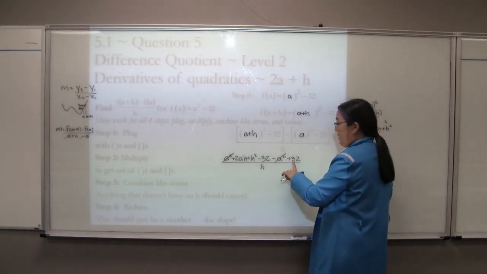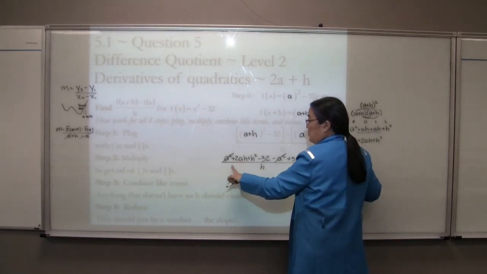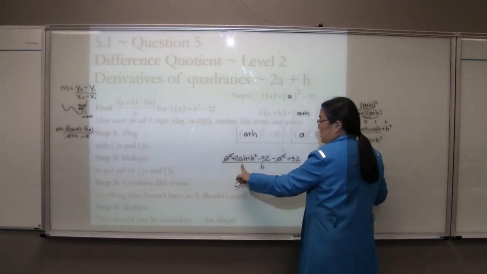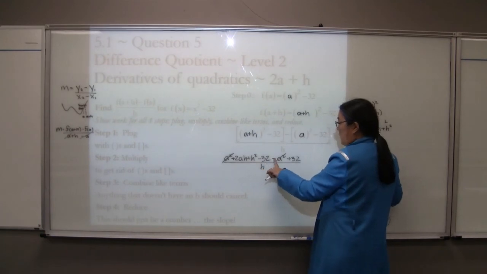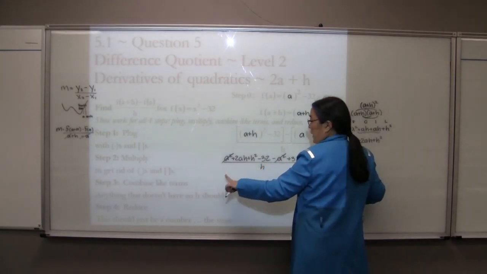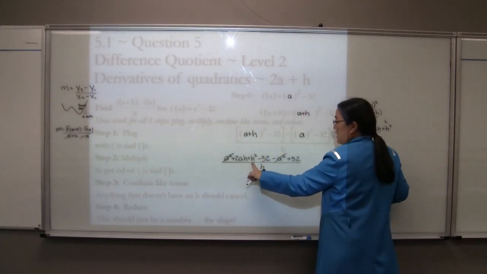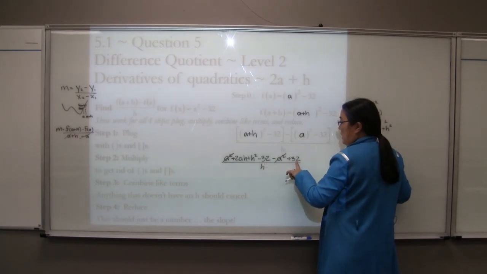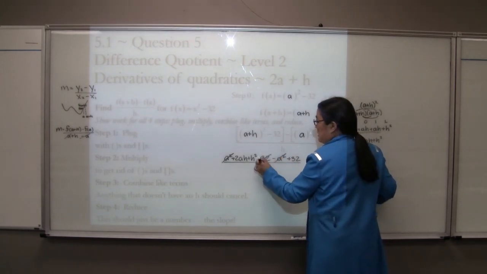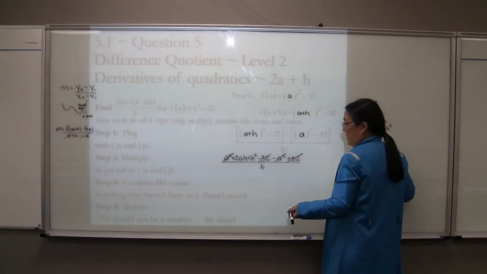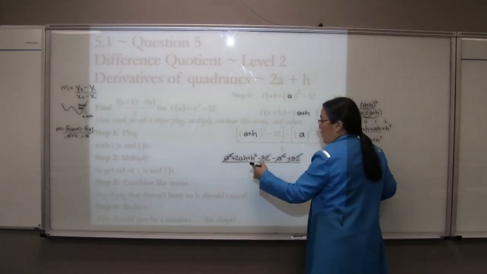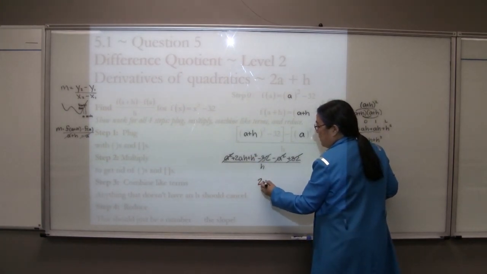This does not have a buddy. That doesn't cancel, but wait, it has an h. It's not supposed to. That has an h squared. It doesn't have a negative version, but wait, it has an h. It shouldn't cancel. This is a minus 32 and a positive 32. It doesn't have an h, so therefore, it has to cancel. We have to rewrite what's left.